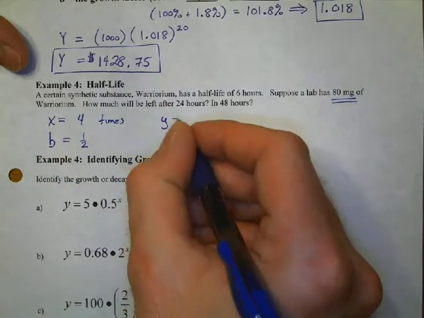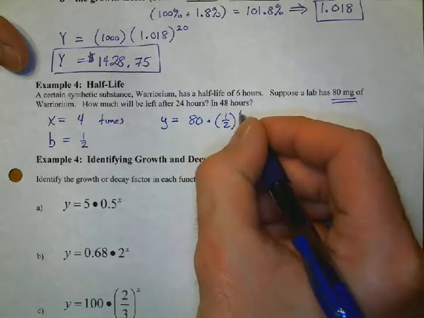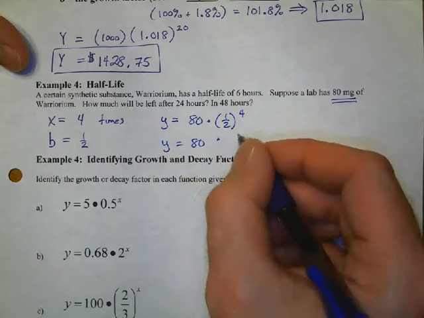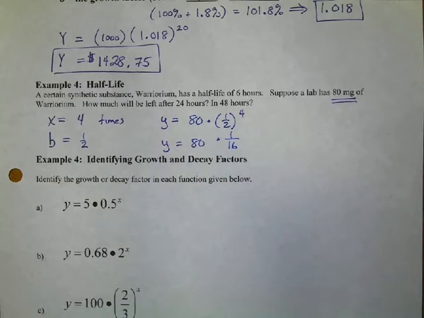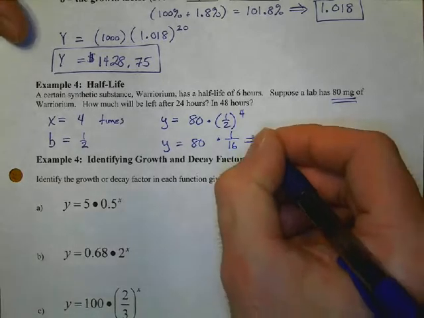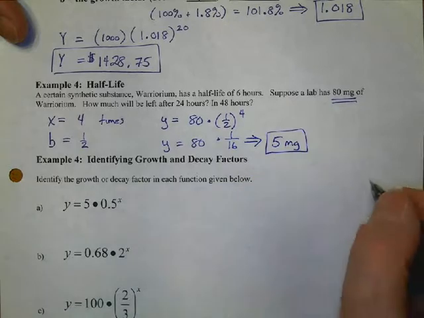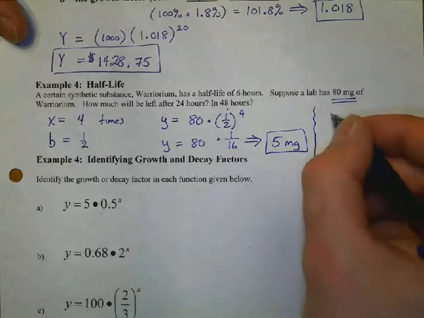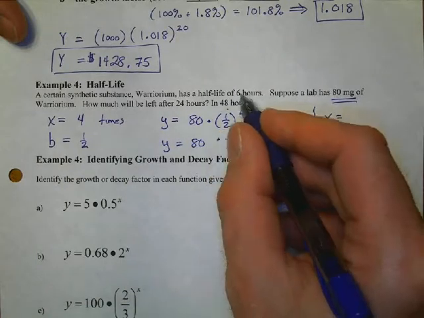Now all that is peripheral knowledge, but we have to focus on the idea of the 80 milligrams of warium. Well, if the half-life is 6 hours, after 24 hours we have to say how many half-lives have we had. Well, in that case, X would be 4 times. Since it's a half-life, our growth factor is 1/2. So our equation is going to look like this: 80 milligrams times 1/2 raised to the 4. Well, you know by this point that 1/2 times itself 4 times is 1/16. And so we merely take 80 and we divide it by 16.